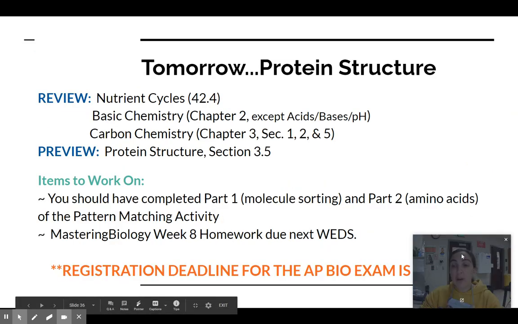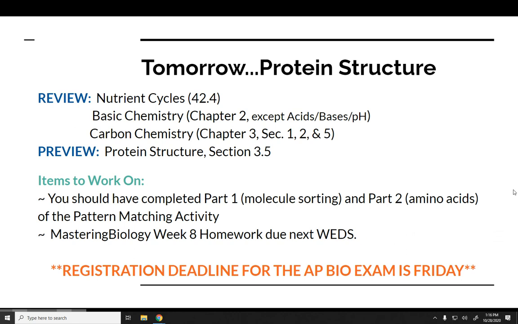Like I said, tomorrow we are going to look at this in more depth. We're going to dive into all those different levels of protein structure and how they take on those unique three-dimensional shapes. So far, we have talked in this unit about nutrient cycles, some basic chemistry, and some intro to carbon chemistry. So these are the sections in the book that we've covered already. Proteins specifically are covered in section 3.5. So if you want to kind of take a minute and preview what we're going to be looking at tomorrow, that's the part of the book where we are.